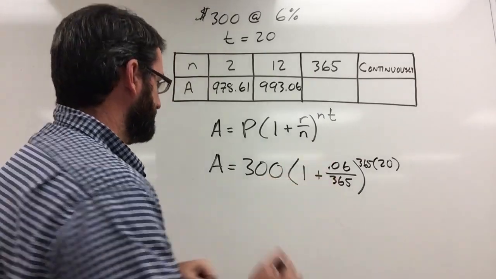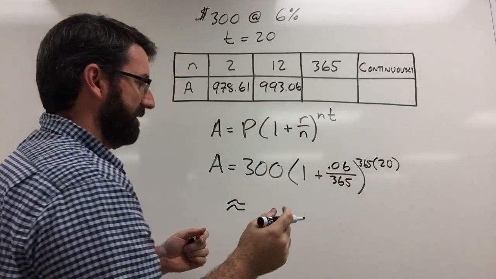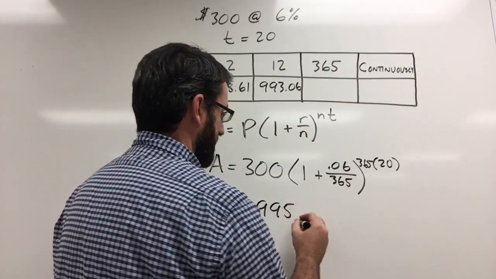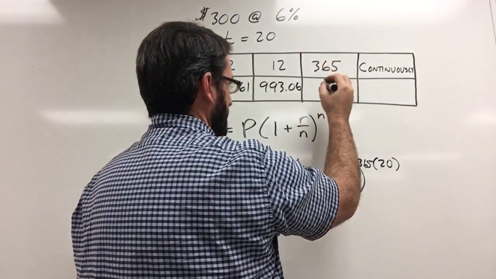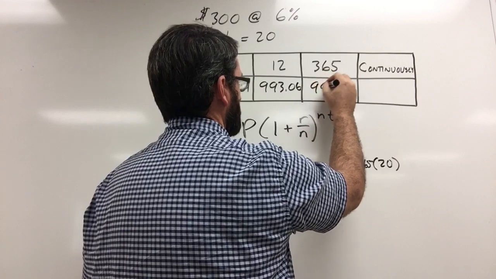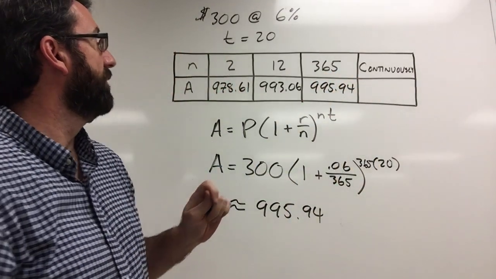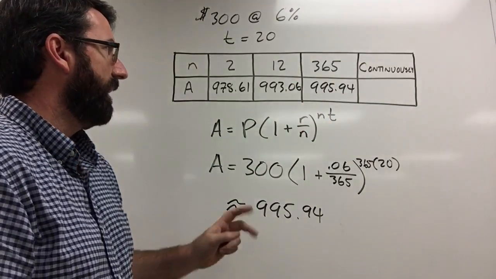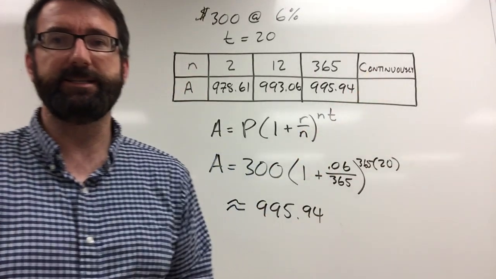So if we plug this into our calculator, this is going to be very similar to the monthly amount. This turns out to be $995.94. So we can plug that into 365. That is our amount for compounded daily. All right, now we need to go to compounded continuously.